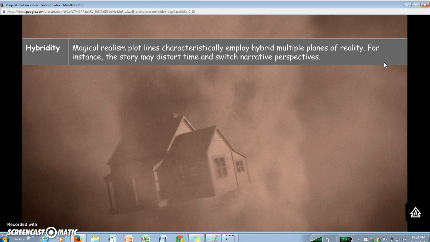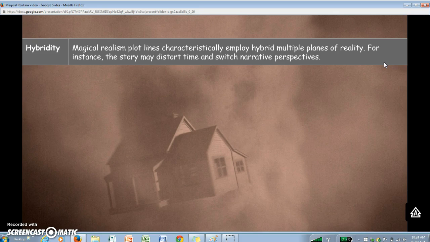Next comes hybridity. Hybridity is when magical realism plot lines characteristically employ multiple planes of reality. For instance, the story may distort time and switch narrative perspectives. We see this in Wizard of Oz with how Dorothy goes from her Midwest home that gets swept up by a tornado and ends up in the Wizard of Oz. There's a huge shift in time and place.